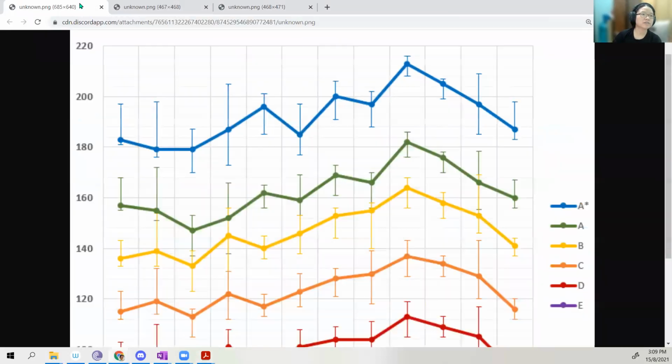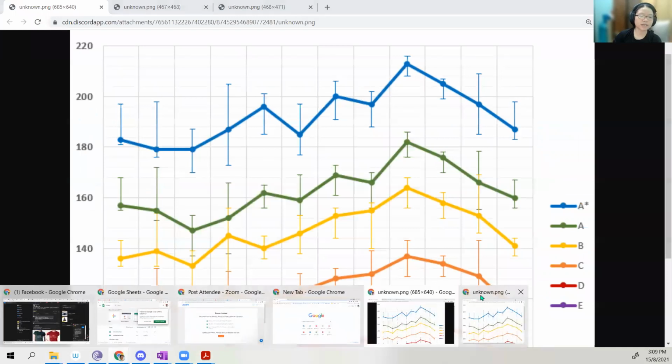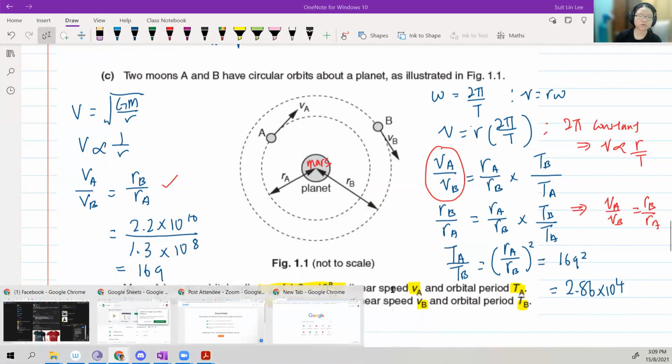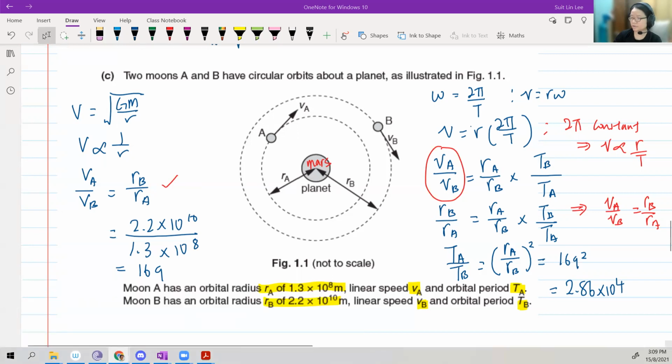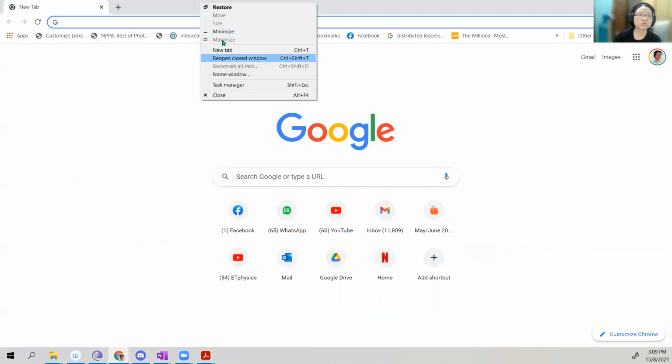Right, I'm closing stuff because my computer is very laggy now. So give me a sec to off all the things, including this.